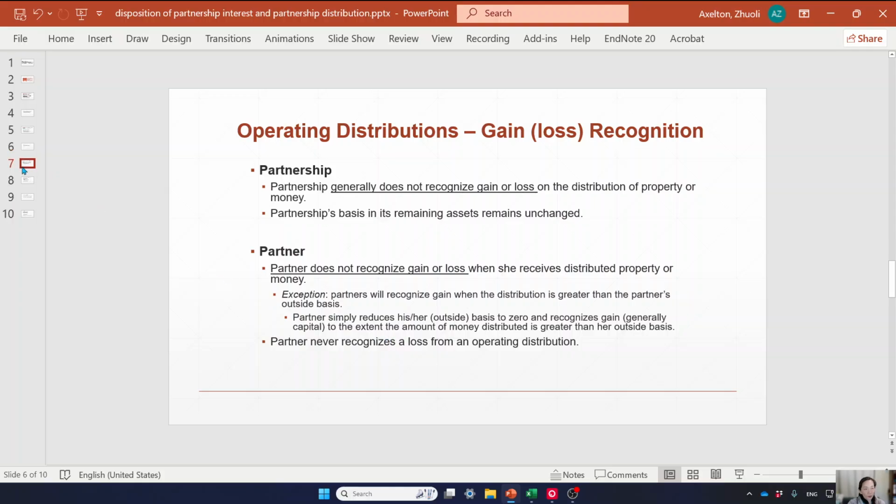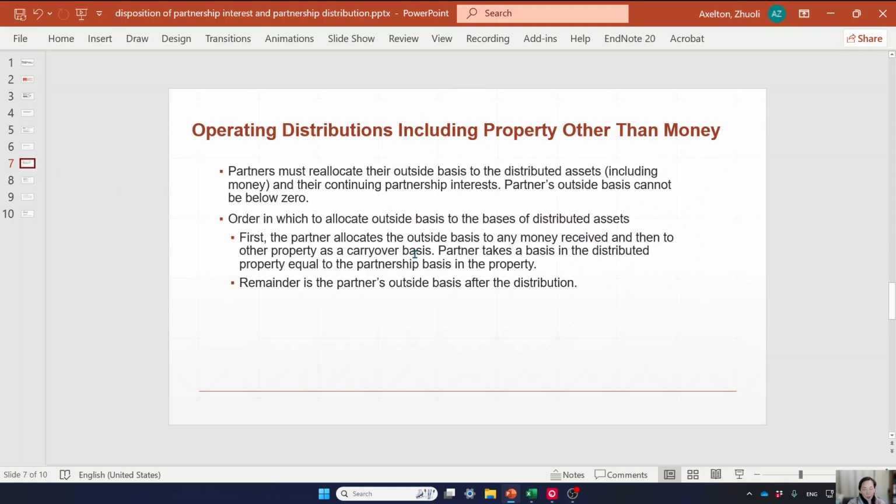And for operating distributions, including property, generally speaking, the partners are required to reallocate their outside basis to all the distributed assets, including money, and their continuing partnership interest. That means there is a likelihood there could be some leftover in the outside basis. However, the rule of thumb is still the same. The partner's outside basis cannot be below 0 at any point in time.